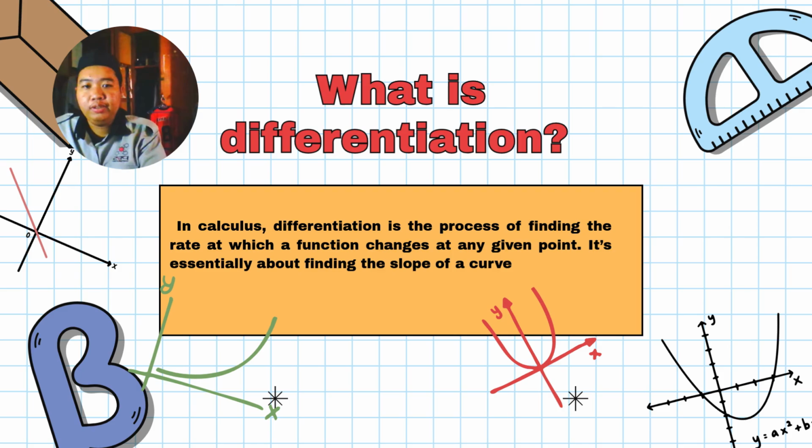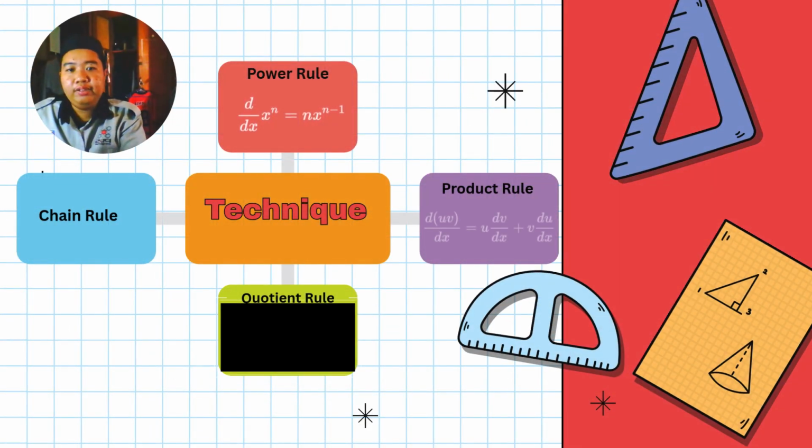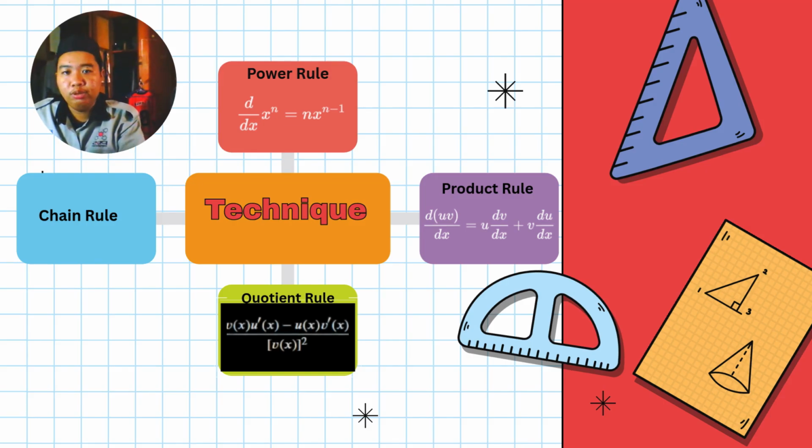So, what is differentiation? In calculus, differentiation is a process of finding the rate at which a function changes at any given point. It's essentially about finding the slope of a curve. In this chapter, there are several key techniques we use, such as the power rule, product rule, quotient rule, and the chain rule. Today, we will demonstrate how to solve a problem using a combination of these techniques.